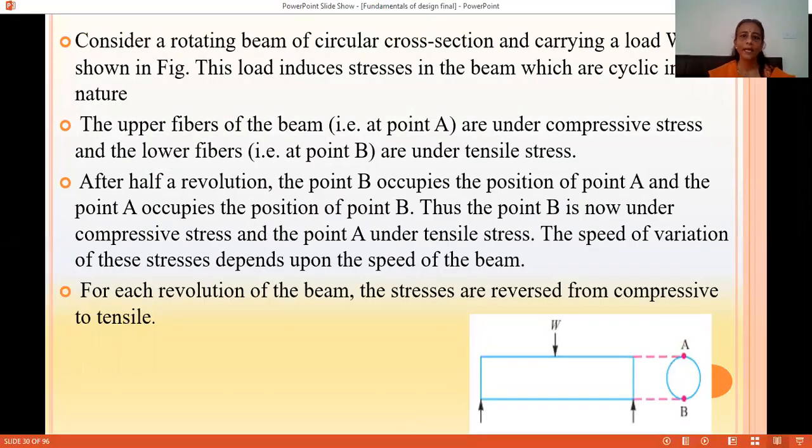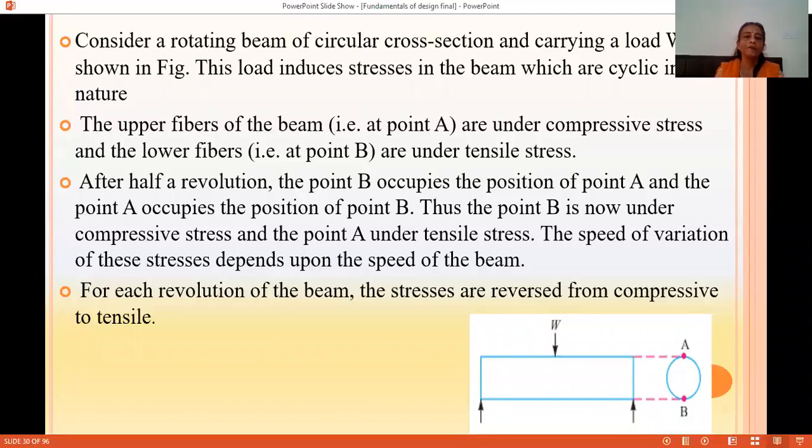Let us consider a beam of circular section which is subjected to a load. When the beam bends because of the load, upper fibers are subjected to compression and lower fibers are subjected to tension. After a half revolution, the fibers which were in the lower position have come up, so tension will come into compression and compression will go to tension. So these will be repeated, and that repetition will depend on the speed of the variations and number of cycles.